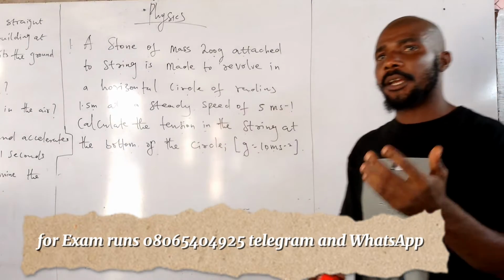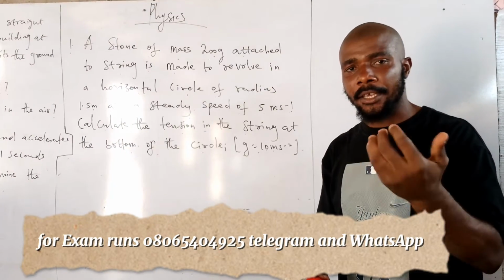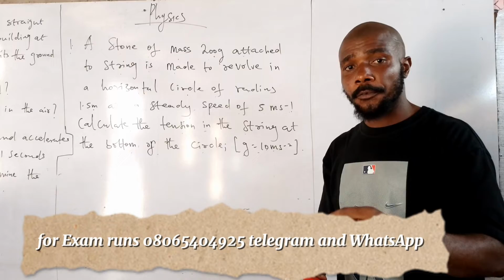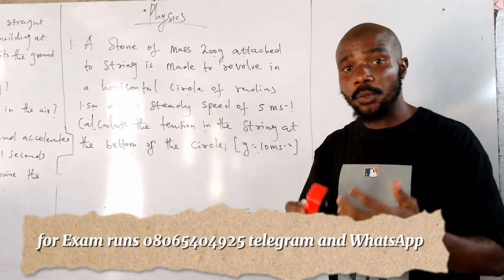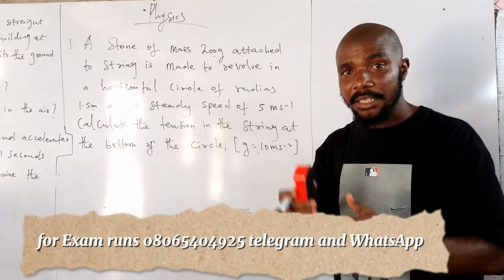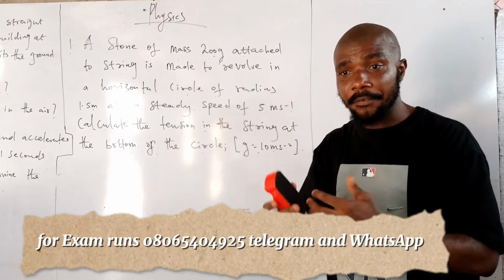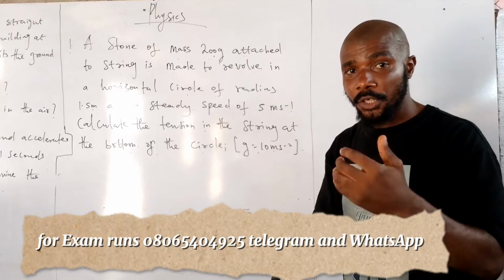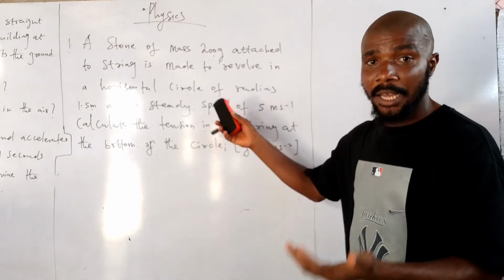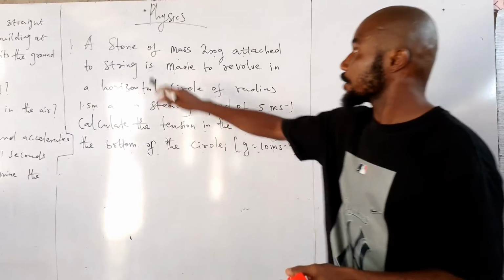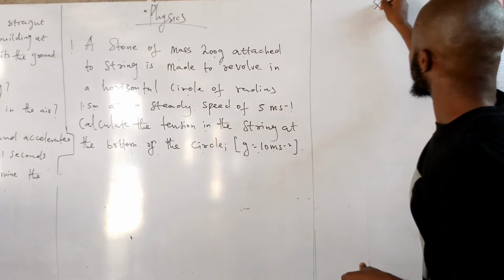To do physics is all about visualizing a given question. So first of all, visualize the question and see what it means in real life. That's the problem students have in physics. They fail to visualize a given problem. So let us visualize this question number 1 and see what it's all about.